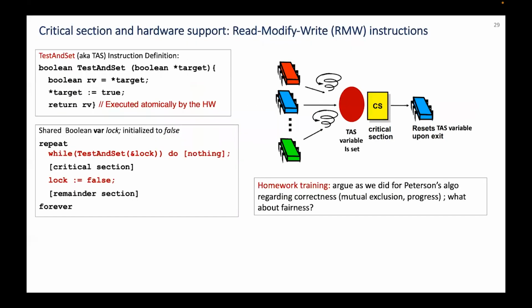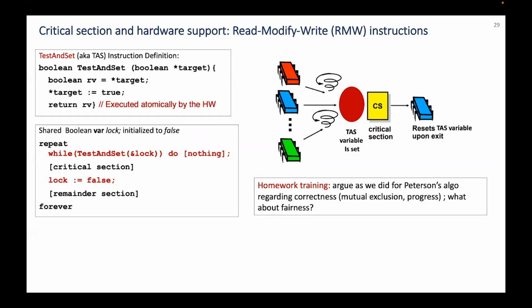Something better is provided by read, modify, write operations. In this case, we are not talking of individual atomic reads or writes, but of an atomic operation that performs both a read and a write. Examples of these operations are test and set, fetch and add, compare and swap, and so on. We will look at some of these next.